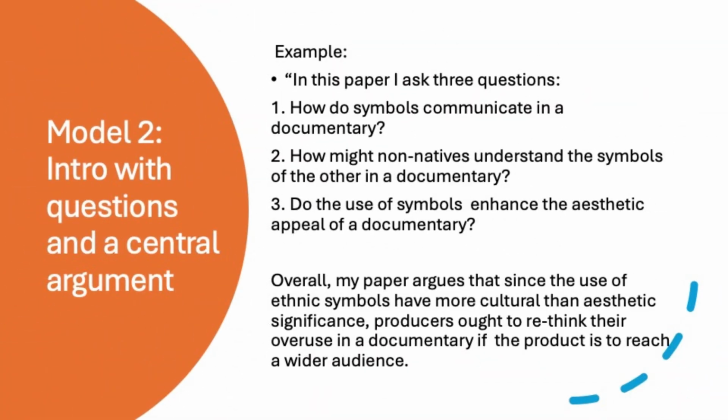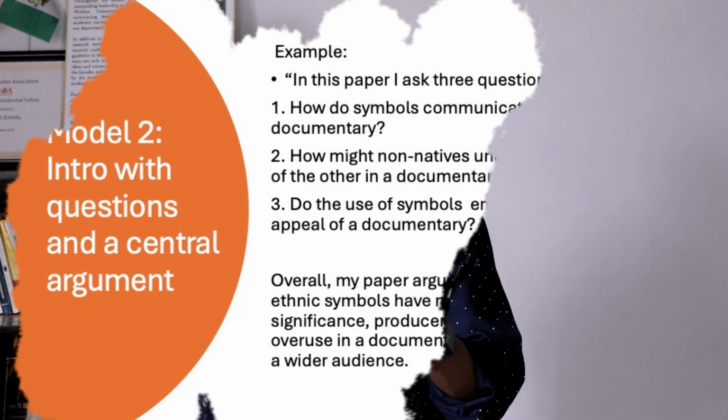So model number 2 is an intro with research questions and a central argument. So when you write your introduction, drawing a bit from the first model, you will now add questions. In this paper, I asked the following questions. You can see that on the screen: What is, how is, why is, and so on and so forth. So those questions are what your paper sets out to answer.